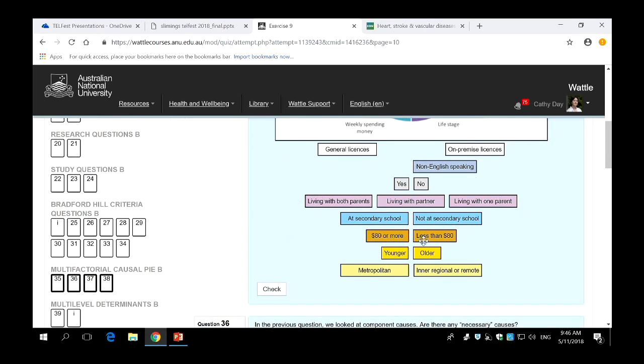And again, they get to decide all these different things. This is testing whether they've understood the paper that they have read. And again, they get to check the answers. And I think that's probably all I've got time for.